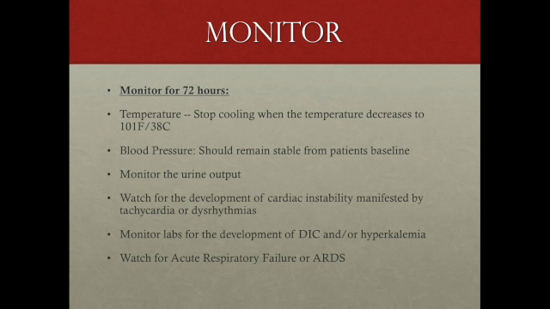So what do we want to look for? We're going to monitor for at least 72 hours. We're going to look at temperature. We're going to stop cooling when the temperature decreases to 101 degrees Fahrenheit or 38 degrees Celsius. We're going to monitor the blood pressure, and this should remain stable from baseline. Monitor the urine output. Watch for development of cardiac instability manifested by tachycardia and dysrhythmias. Monitor labs and development of DIC and hyperkalemia, and watch for acute respiratory failure or ARDS.